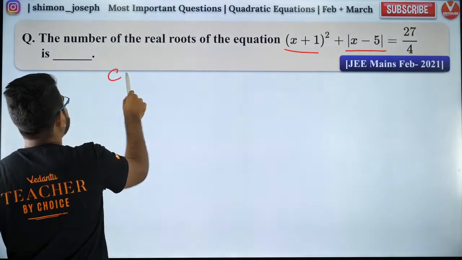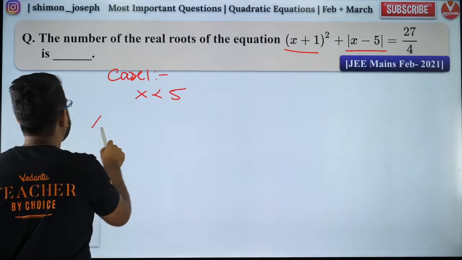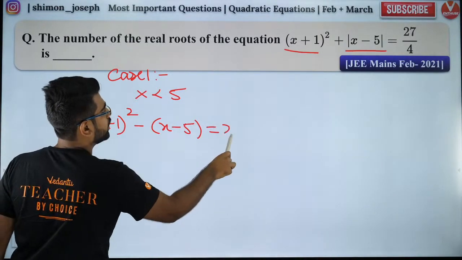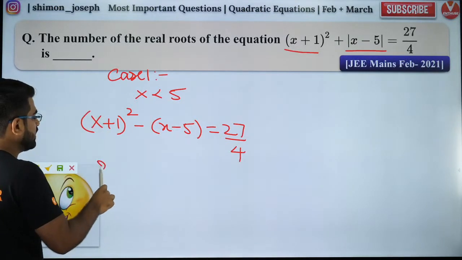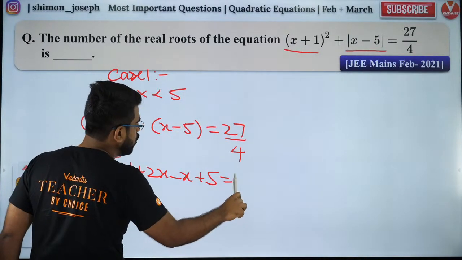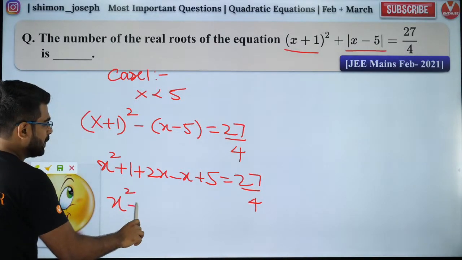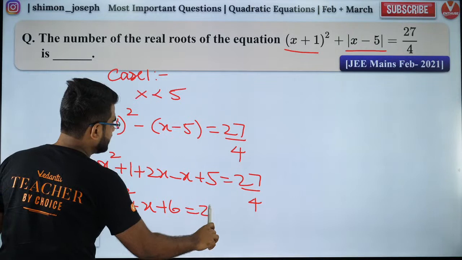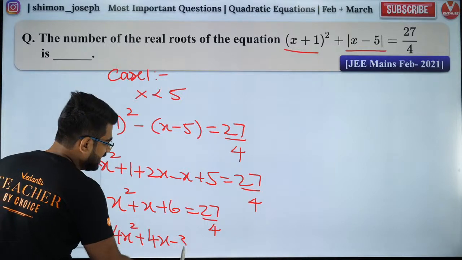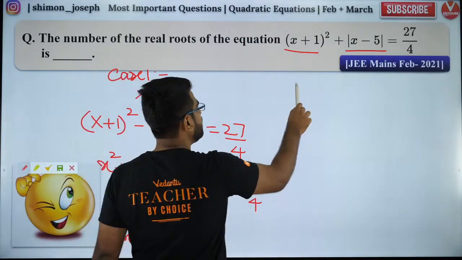How? Take cases. Case 1. What is case 1? x is lesser than 5. If x is lesser than 5, my modulus will open as minus of x minus 5. Now I will solve it. x square plus 1 plus 2x minus x plus 5 is equal to 27 by 4. So what will I get? x square plus x plus 6 is equal to 27 by 4. So I'll get 4x square plus 4x minus 3 is equal to 0. So that you guys can try solving.